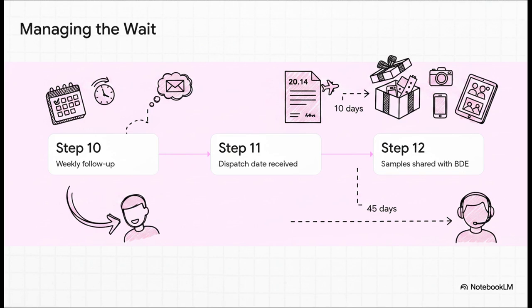You have your Step 10 weekly follow-ups, and eventually that yields Step 11, where the dispatch date is finally received from the supplier, which is usually noted as 10 days from a planned follow-up. And then finally, that glorious Step 12 arrives. 45 days later, the physical samples and pictures of the products are ready and shared back with the BDE who started this whole entire process.